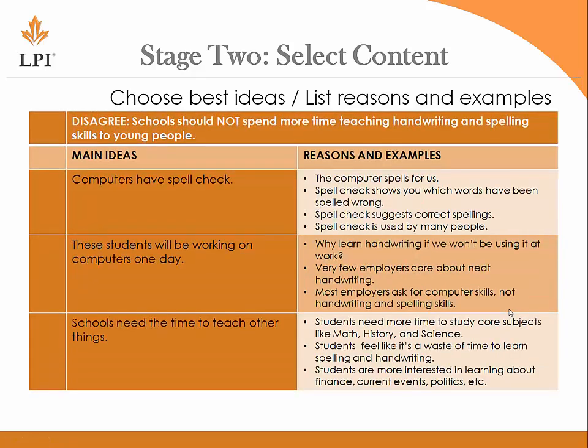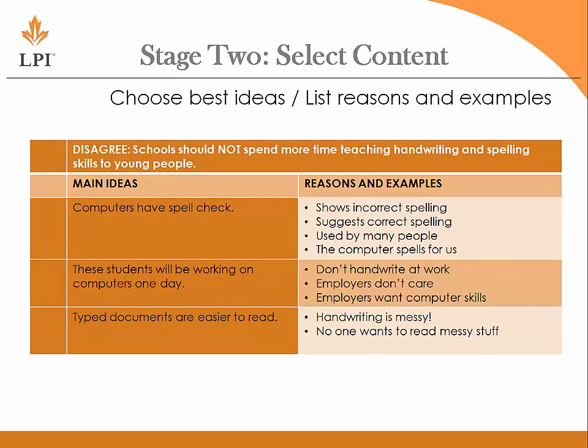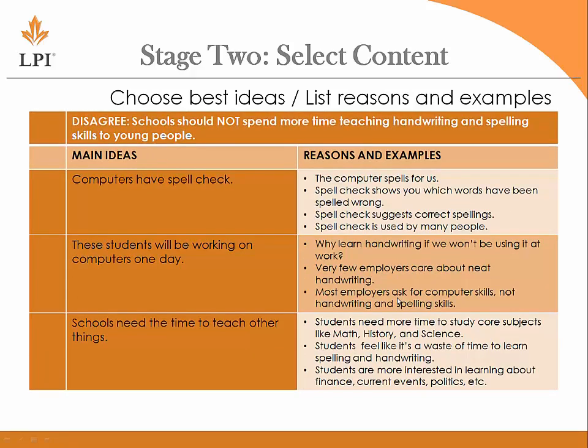In a case like this, I go back to the brainstorming list and I decide to replace this last topic with a different one. So now I'm going to keep the first two topics and I've changed the third topic to schools need the time to teach other things. Now notice on the right side that I've filled out my reasons and examples to make sure that they're solid.